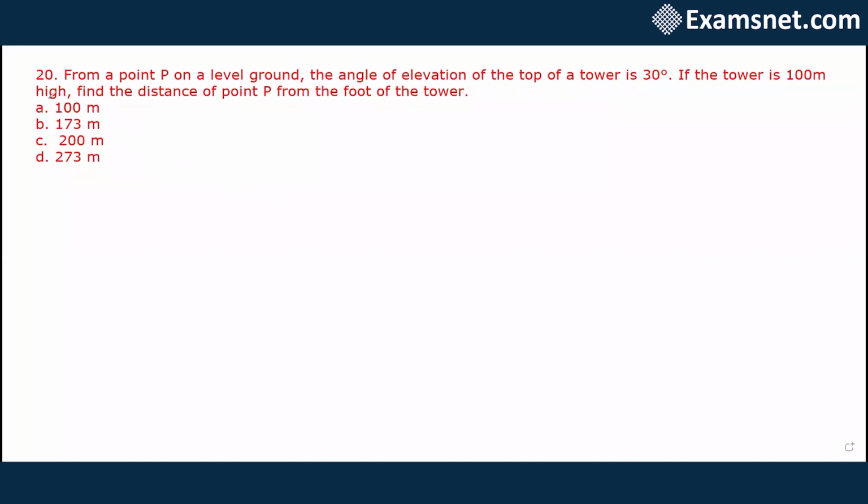In question number 20, it is given that from a point P on a level ground, the angle of elevation of the top of a tower is 30 degree. If the tower is 100 meter high, find the distance of point P from the foot of the tower. So first let's start with the diagram. Let's say here is the tower, and on the ground, at this position, the point P is located. Now let's join the top of the tower with the point P.